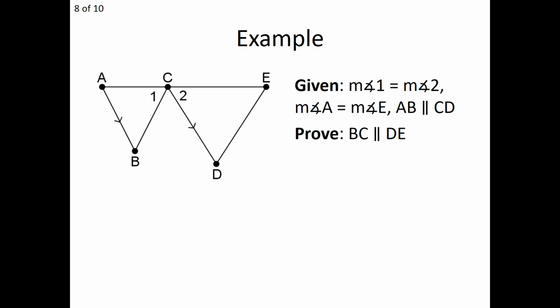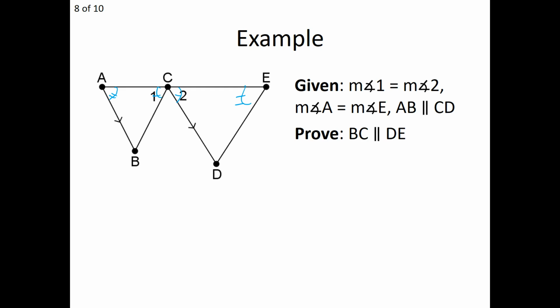Here we have a similar diagram, but I've changed some of the given information. In this case, we still have angle 1 and angle 2 equal. We're also given that angle A and angle E are equal. Notice that I use double hash marks. I don't know all four are equal this time. And I'm also still given AB and CD are parallel, but this time I'm going to prove that BC and DE are parallel.